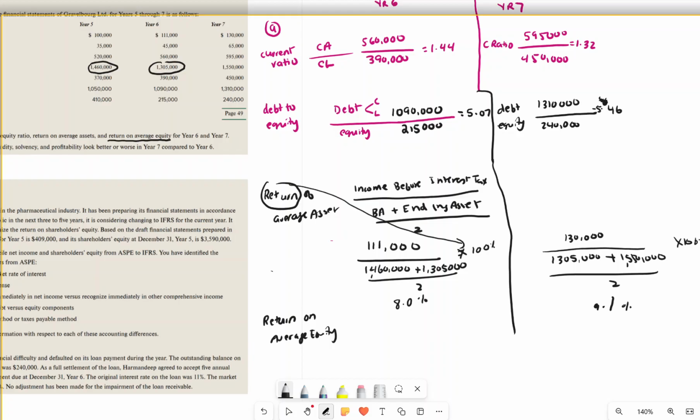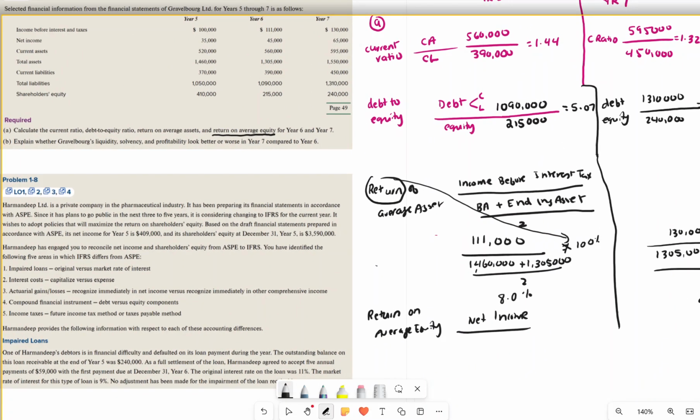When you have that, our formula is my net income divided by my average equity. When we think of average shareholders' equity, here is your shareholders' equity 410. That's my beginning and that's my ending. So the formula for average equity is beginning plus ending divided by 2.